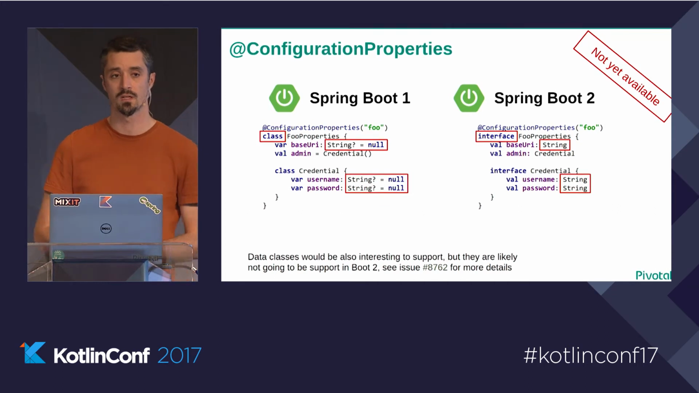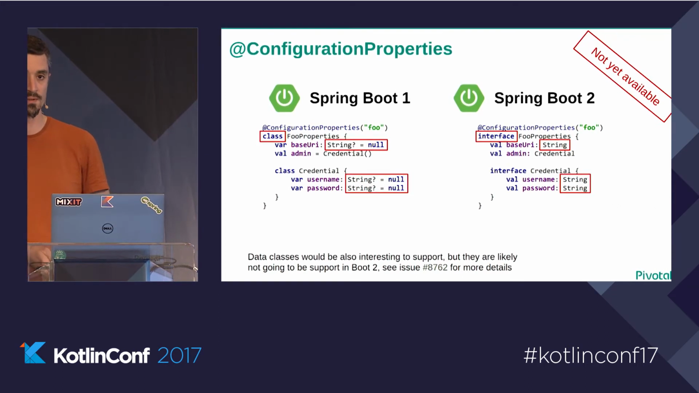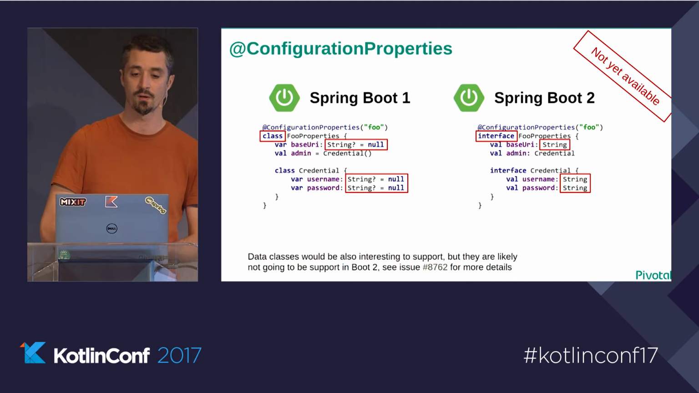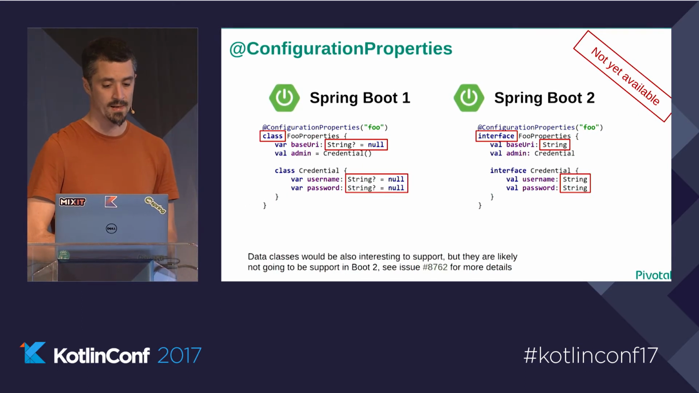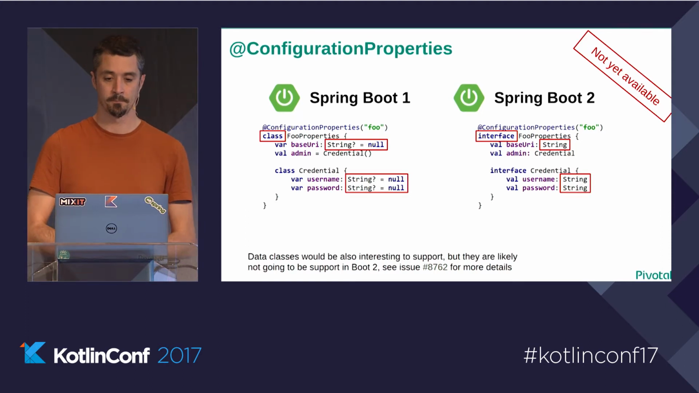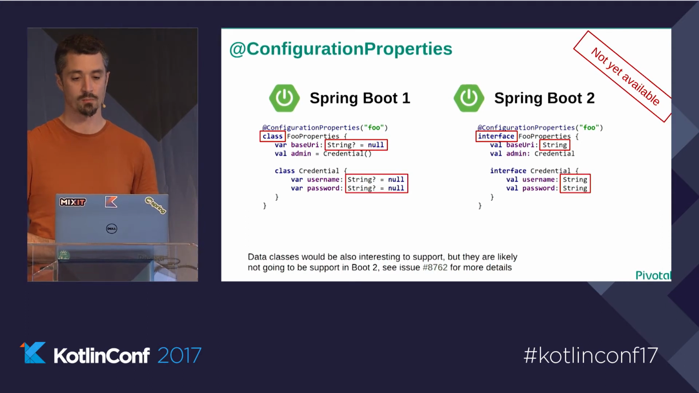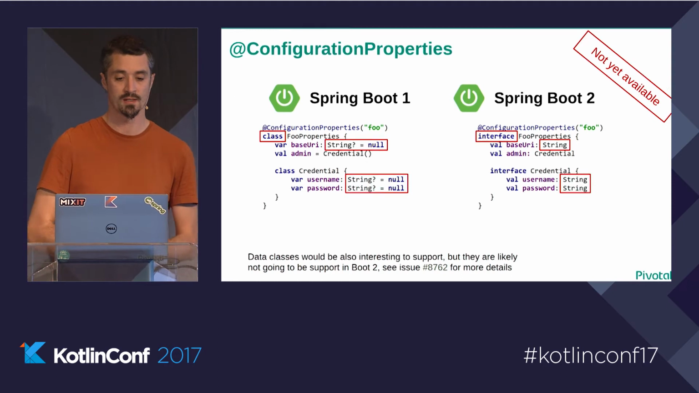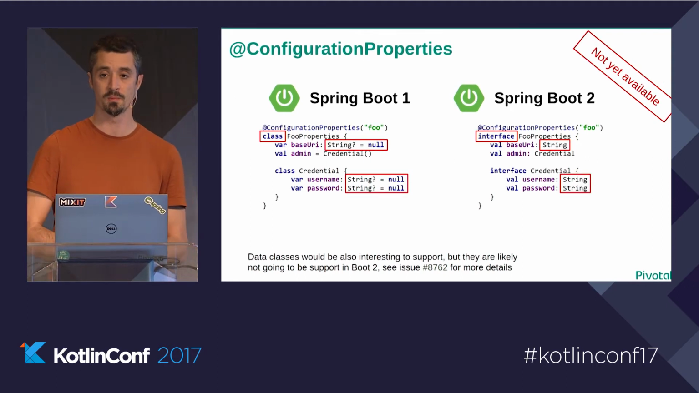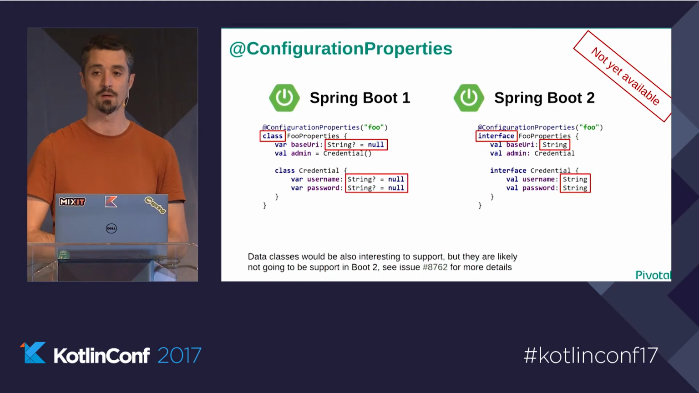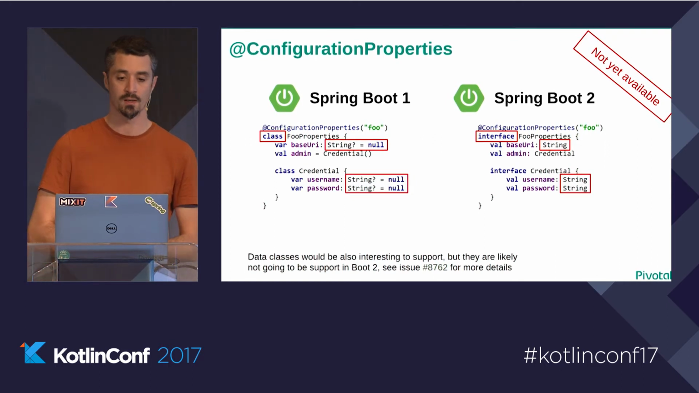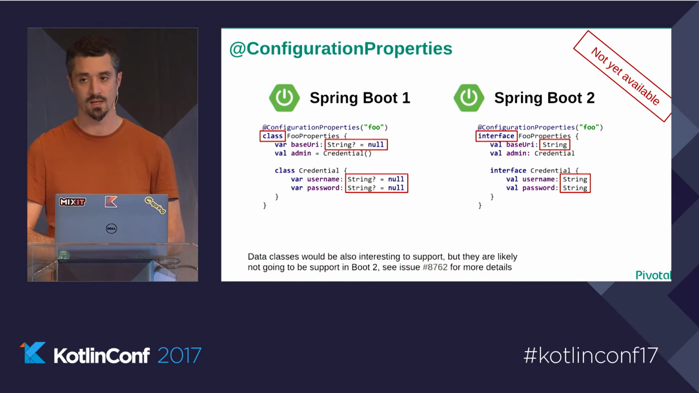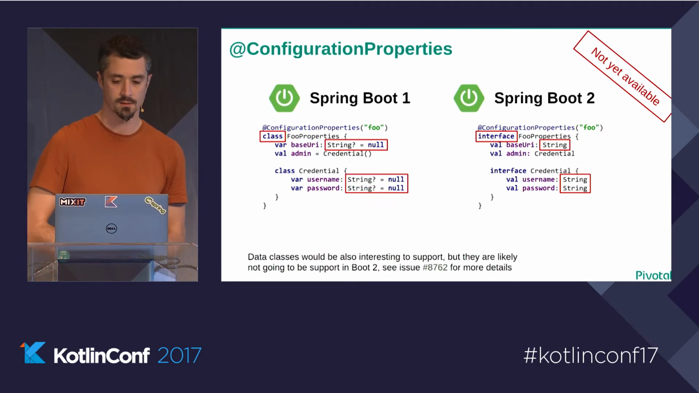And since Kotlin is about providing a statically typed experience, I think configuration properties is a much more suitable thing to use with Kotlin. Sadly, when you use that currently with Spring Boot 1, you end up with a lot of nullable values because that does not play well currently with Spring null safety. And in your code, you have to put an exclamation mark to avoid that, and that's not that great.